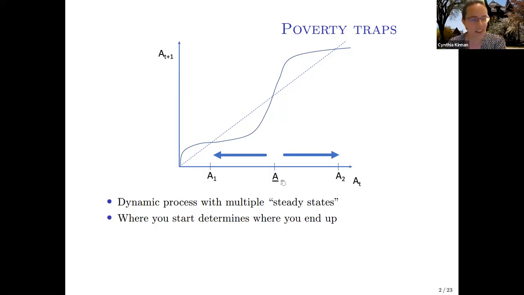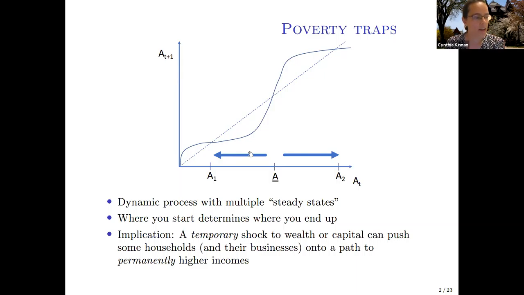In particular, and this is going to look familiar in the context of some of what Maitreesh has just been discussing, there may be some critical threshold, which in this figure is called A bar, such that if I start out at or just above A bar, I can grow my wealth quickly and move up to a high steady state like A2. Whereas if I start even a little bit below A bar, my assets instead are going to decline over time until I eventually end up at the lower steady state, or what we might call a poverty trap, at A1.